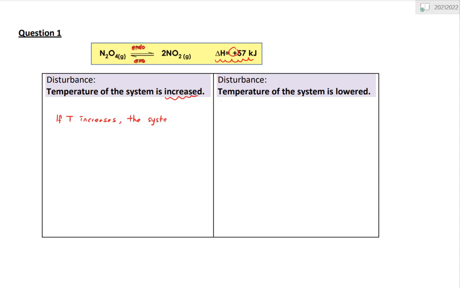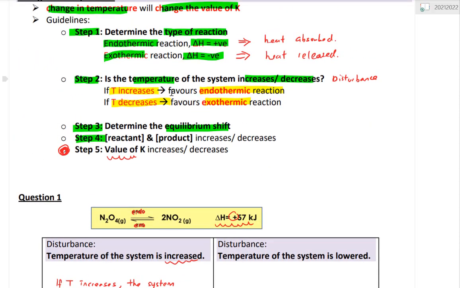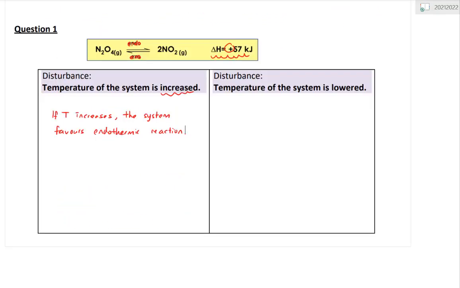So just now we said that when the temperature increases, the system favors endothermic reaction. Alright, so this sentence is fixed. This one is our step 2. If temperature increases, the system favors endothermic reaction. So you have to refer to the equations given. The endothermic reaction means the reaction will proceed to the right-hand side. So we can say that the equilibrium shifts to the right until Q equals K.